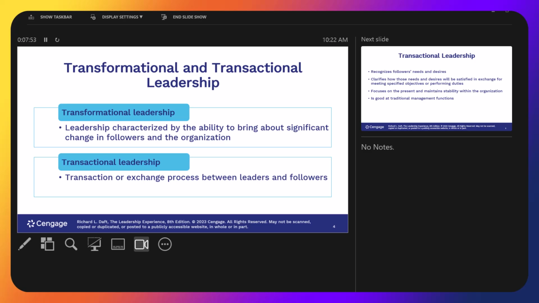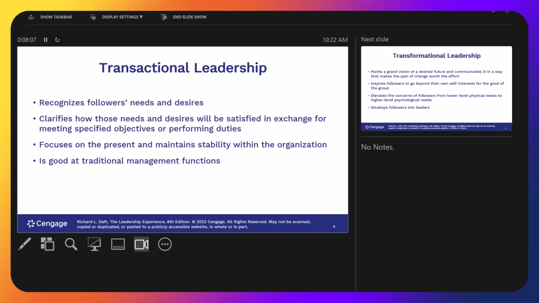Transactional leadership: a transaction or exchange process between leaders and followers. For the leader and the follower, it's a situation where the leader says, if I give you something, then you do something. Transactional leadership recognizes followers' needs and desires, and clarifies how those needs and desires will be satisfied in exchange for specific goals or performing duties. It focuses on the present to maintain stability within the organization and is good at traditional management functions.